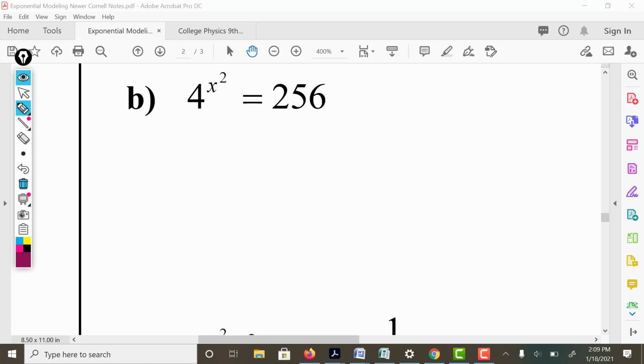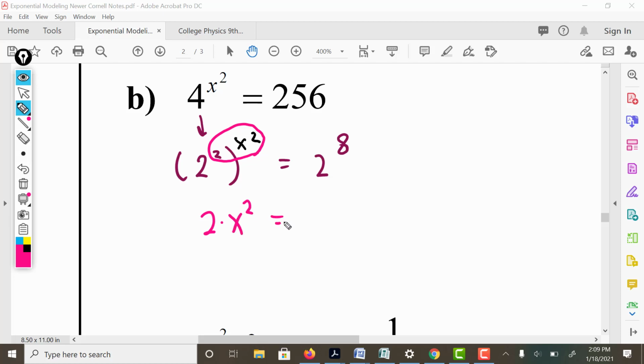I don't suggest it, but in case you run into problems where you are not too comfortable with your bases, I could express this 4 as a 2 squared. 256, I could express as 2 to the 8th power. Now, based on properties of exponents, when I raise a power to a power, I just multiply them. So this is 2 times x squared. And then 8. Because if the bases are the same, which they are, the exponents are equal to each other. Perfect. I would first divide by 2.